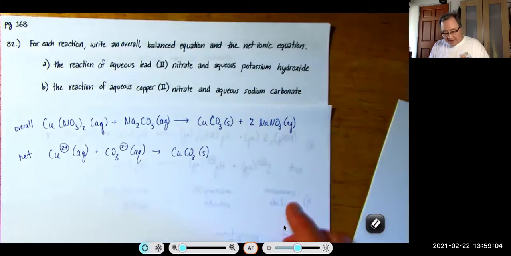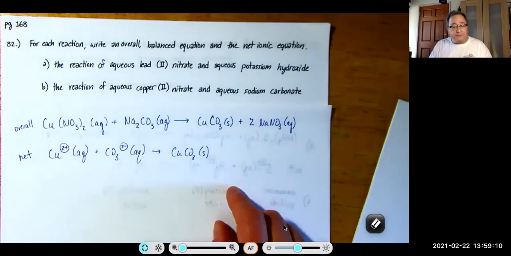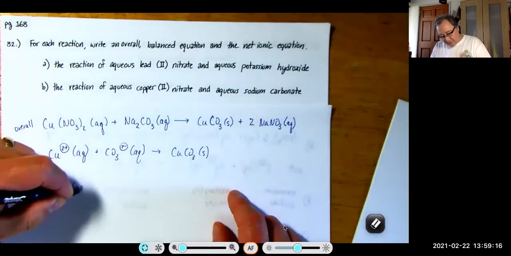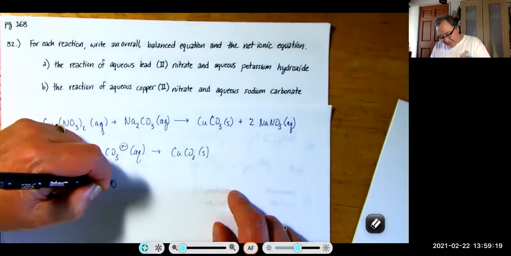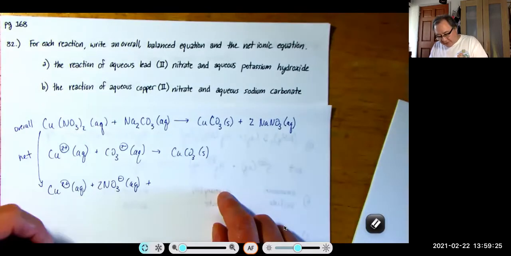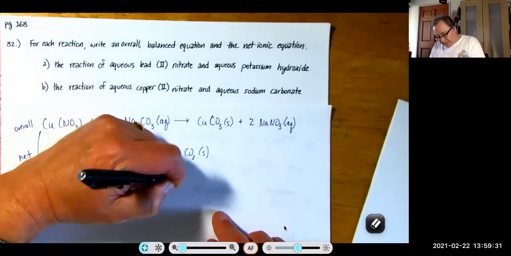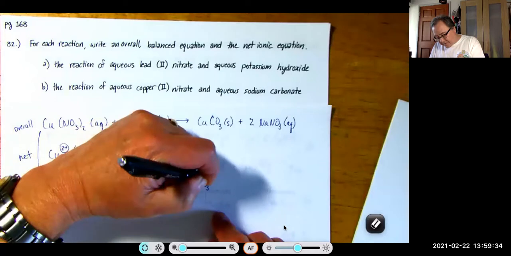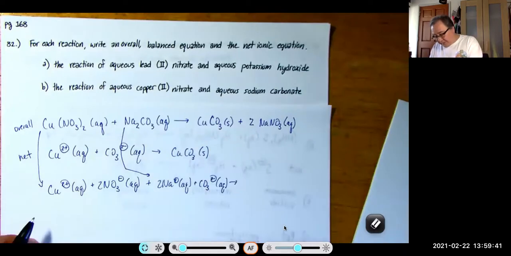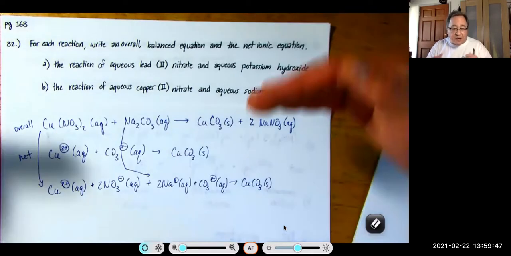Now, if we do it the long way, which I'm going to do now, the long way is to look at the copper 2 nitrate and write out copper 2 plus and 2 nitrates. And so that's the copper 2 nitrate. The sodium carbonate would be 2 sodium ions and 1 carbonate ion. And then the copper 2 carbonate would be written exactly the same because we always bring solids, liquids, and gases right down as they are written.